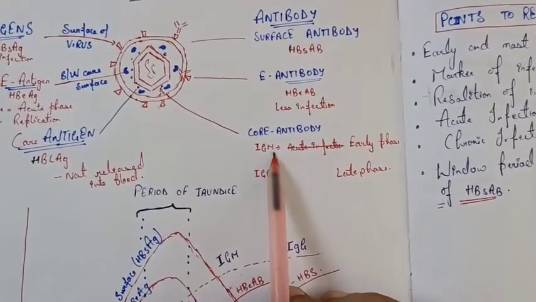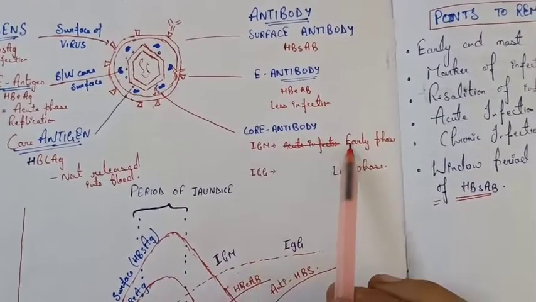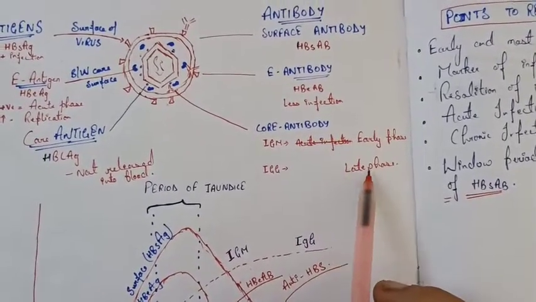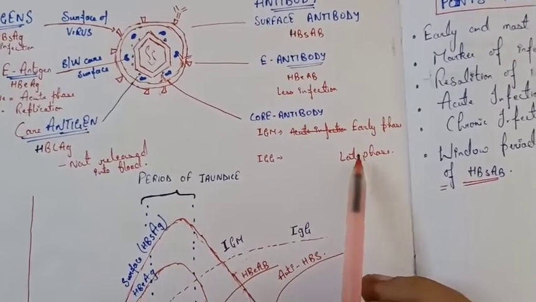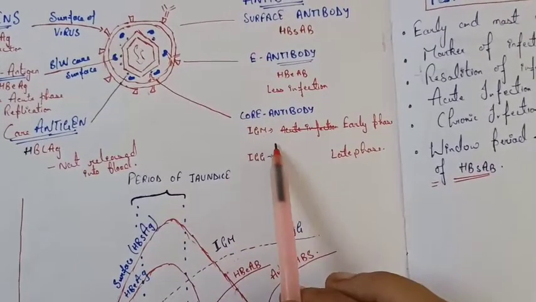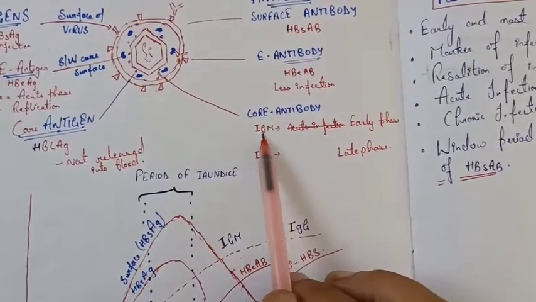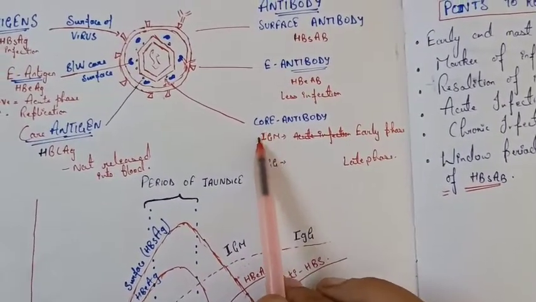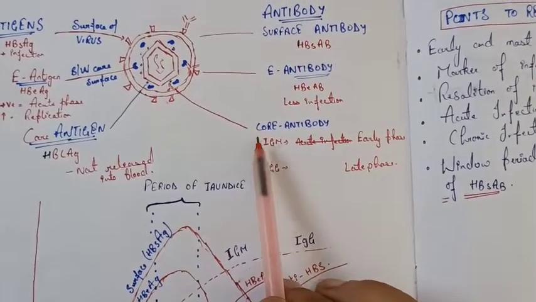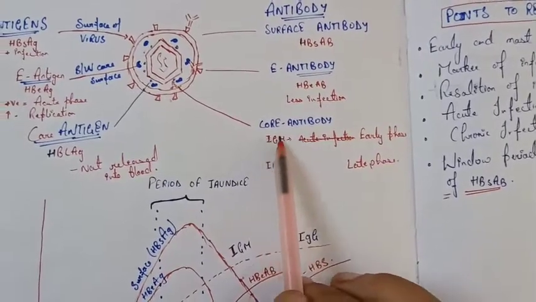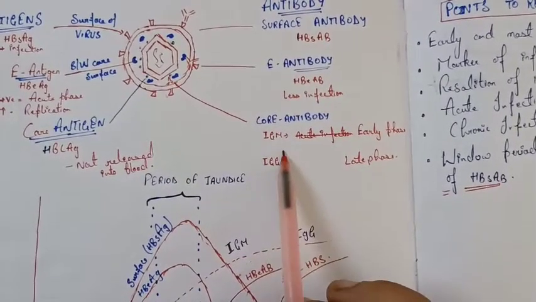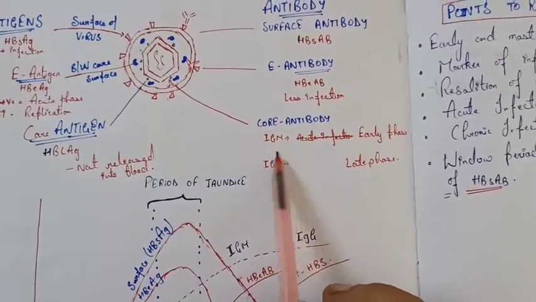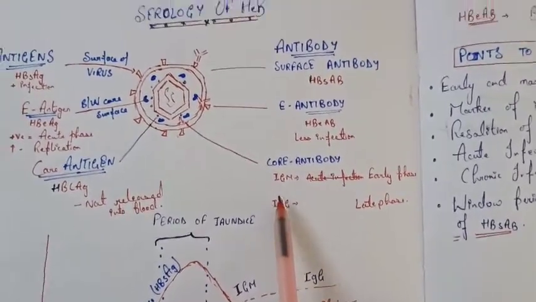The IgM antibody is the marker of early phase of infection, and IgG is the marker of late phase of infection. So around 3 months, the core antibody appears around the 3rd month of infection, and in the later phase it converts into IgG. So IgM is the marker of acute infection and IgG is the marker of late phase of infection.